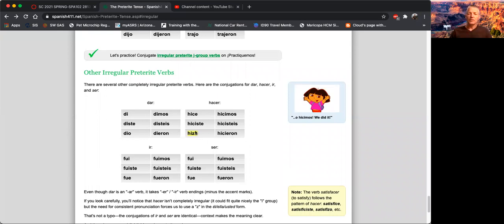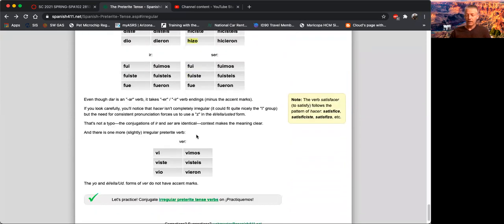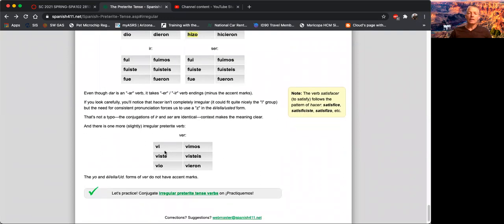Okay, so that's only really a spelling change. Technically, it is a member of the I stem changers. And then we have ver, which is irregular only because it has no accent, but it actually has the regular ER and IR endings. Vi, viste, vio, vimos, visteis, vieron. These need to be practiced, and hopefully we have provided you guys with enough practice to help you learn them, understand them, and put them to use. Now let's get busy and do some practice.